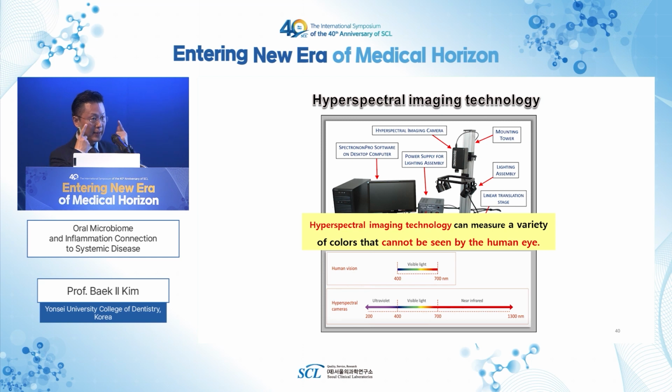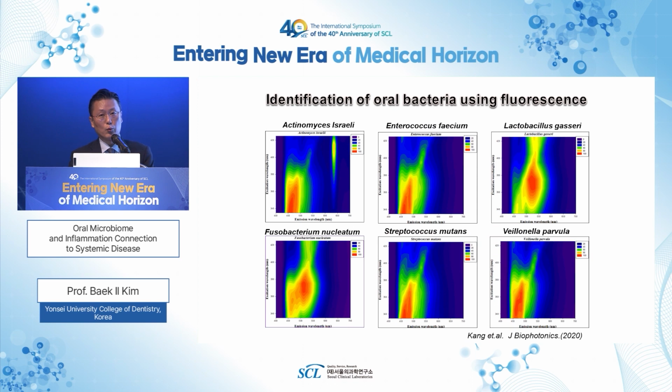Our human eye can only detect visible light wavelengths from 400 to 700 nanometers. However, if we use hyperspectral imaging technology, we can see from 200 to 1,300 nanometers. So we can expand our visible area using this technology. In this study, we evaluated the fluorescence pattern of 6 representative oral microbiome species, including Actinomyces, Lactobacillus, Fusobacterium nucleatum, and Streptococcus.